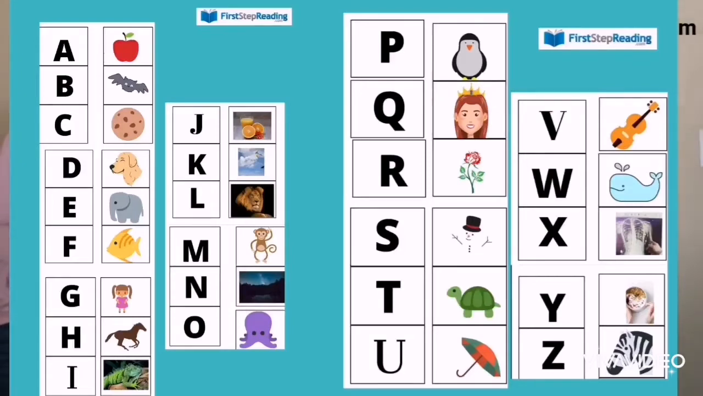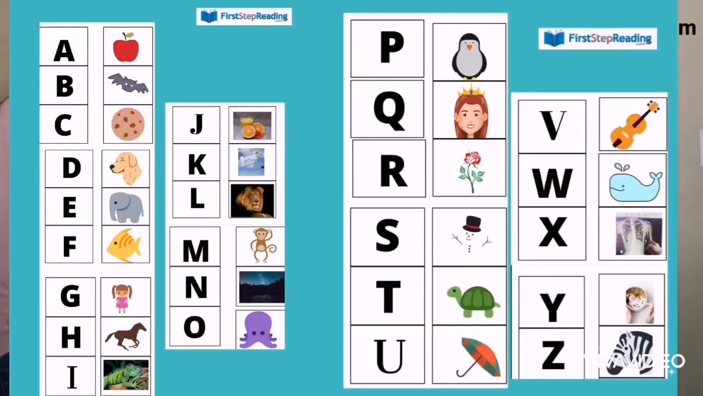The letters have sounds, have sounds, have sounds. Sing them now with me. The A says ah. The B says b. The C says k. Like apple, bat, and cookie. The D says d. The E says eh.